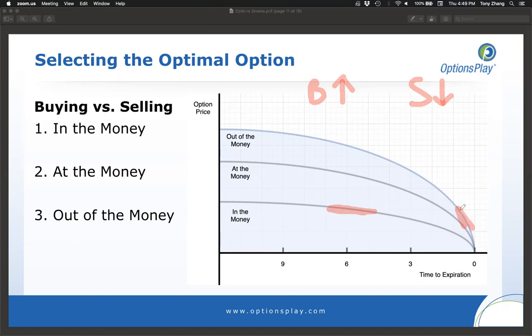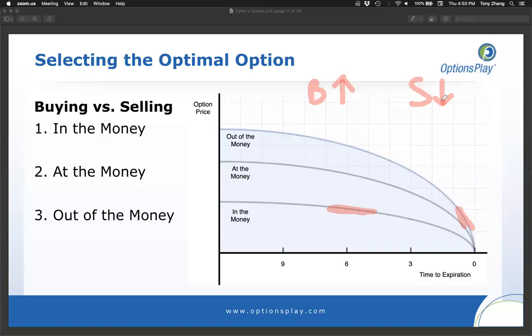You want to be on that outer blue line when you're selling an option, because when you're selling an option, you want the value of that option to decay as fast as possible. You want it to go from $1 to 0 as quickly as possible. And you're going to be able to do that when you go out of the money short term.